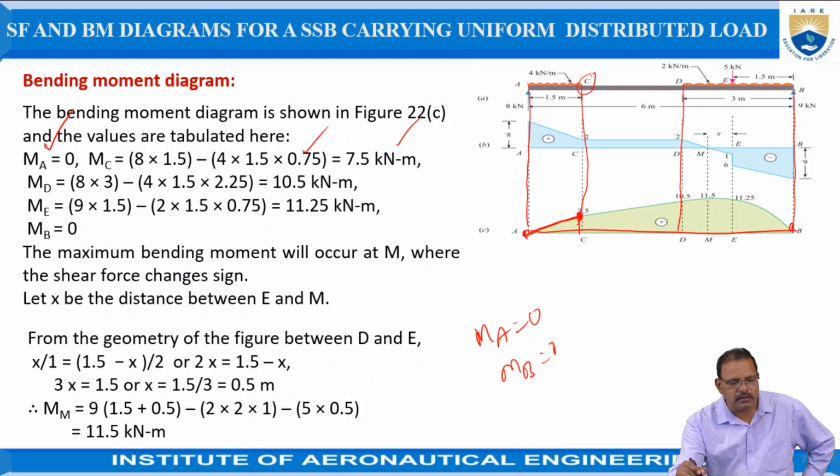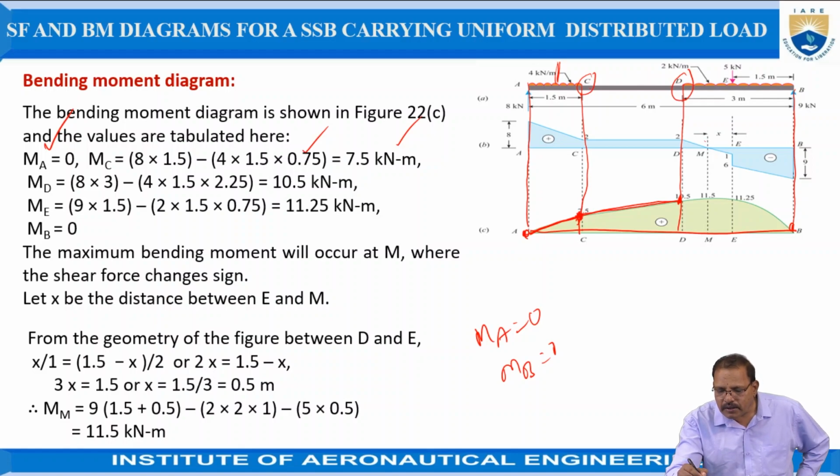Now again, the bending moment at D is required. Bending moment at D is equal to 8 into the distance between A and D, which is 3. That is acting in the upward direction, a sagging effect, so positive. Minus the uniformly distributed load acting downward, a sagging effect. Total load is 4 into 1.5, acting in the middle, that is 0.75, plus the distance between C and D, which is 4 into 1.5 total load, with distance 2.25, which is equal to 10.5 kilonewton meter. Just join the points here by using a parabolic curve.